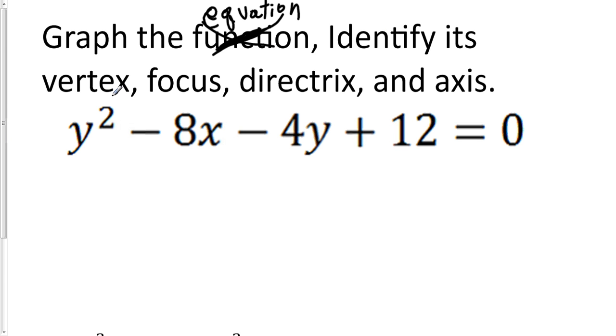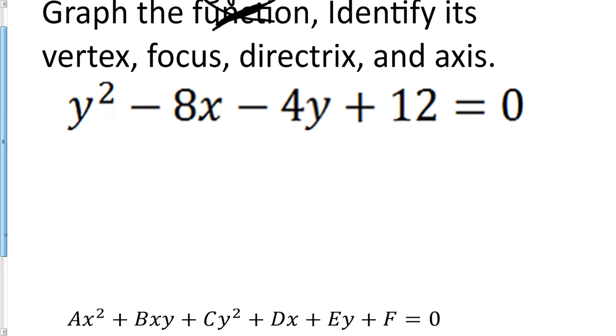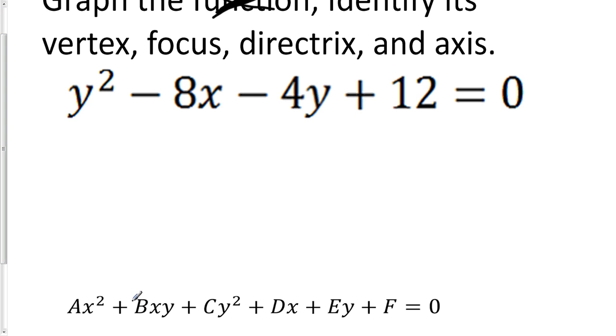Identify its vertex, focus, directrix, and axis. So let's see here. Well, just like before, in the other example I gave you for the one with the vertical axis, it's in this standard form of a conic. In this case, though, before a was equal to 1, so I had the quadratic x squared term, but there is no quadratic x term here in this case. That's how I know this parabola doesn't open up or down.